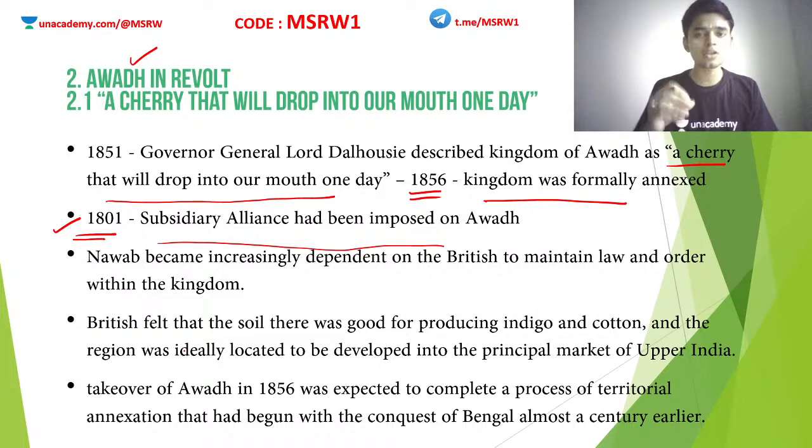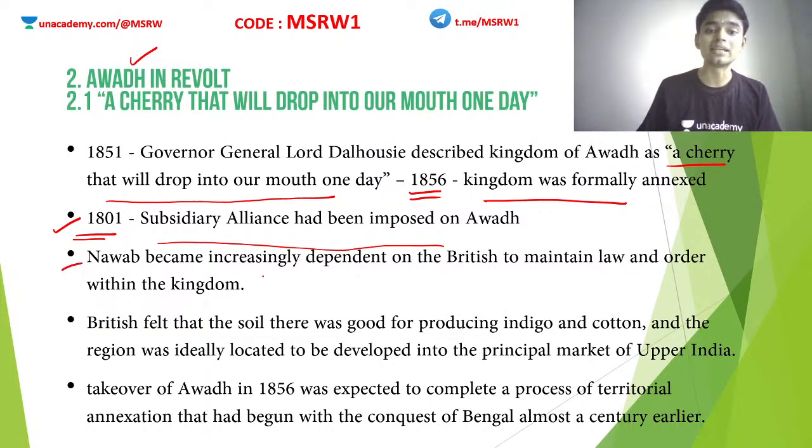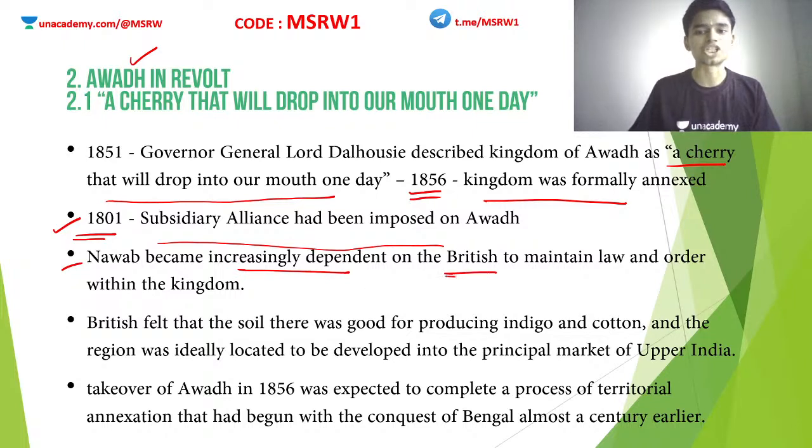Because the Nawab had to disband his native army, he had to increasingly depend on the British to maintain law and order in his kingdom. His native army was disbanded according to the subsidiary alliance, so he had no choice but to depend on the British army to make sure there were no law and order issues in his kingdom. But the British later felt that mere subsidiary alliance will not do. We actually have to annex Oudh.